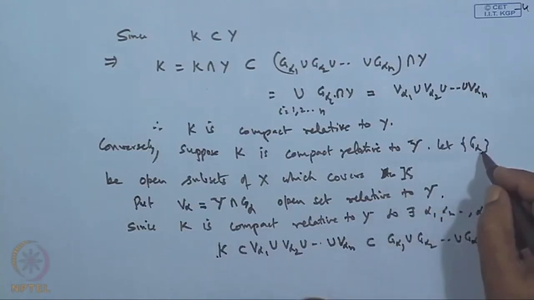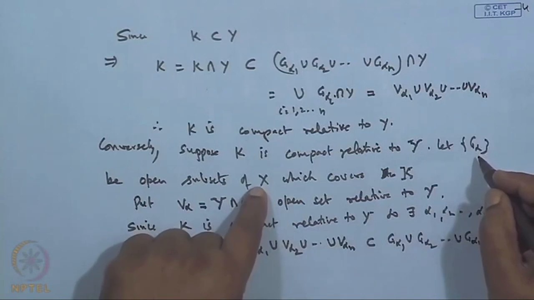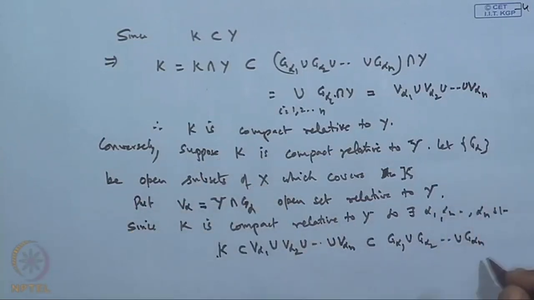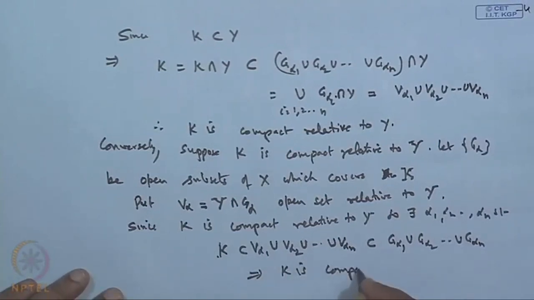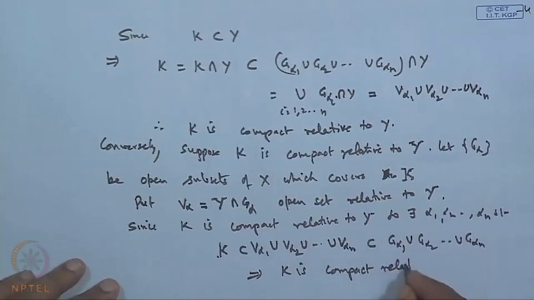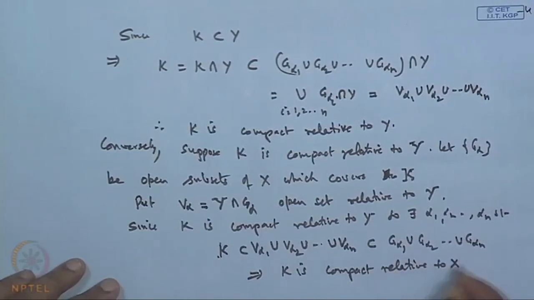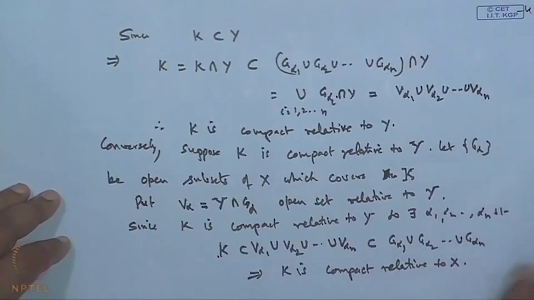Therefore, every open cover of K by open sets relative to X has a finite subcover. So this implies K is compact relative to X, and that proves the result.